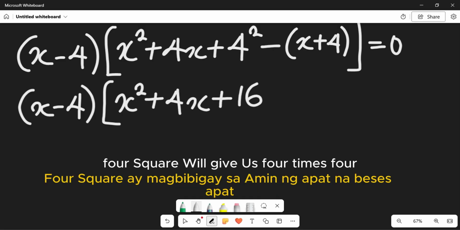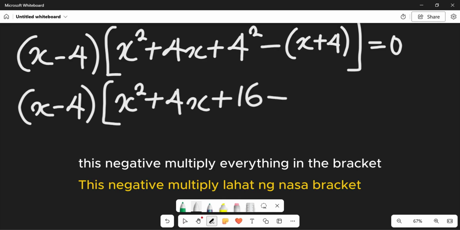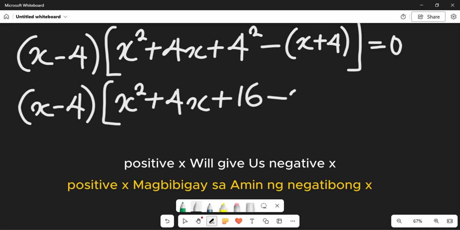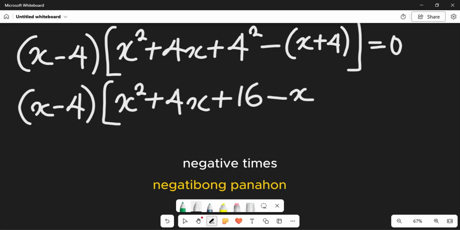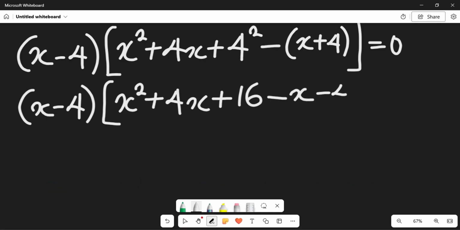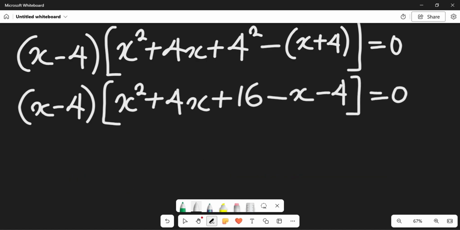4 squared will give us 4 times 4, which is 16. This negative will multiply everything in the bracket. Negative times positive x will give us negative x. Negative times positive 4 will give us negative 4. And then we'll have all of these equal to 0.